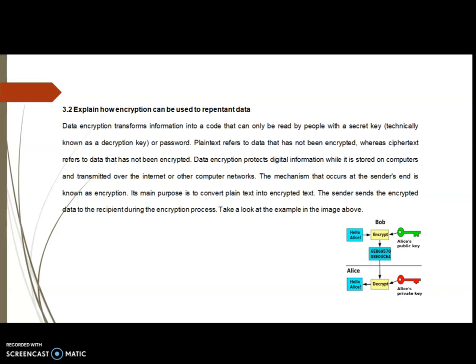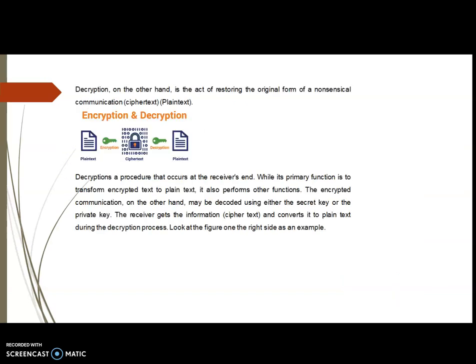3.2 Explain how encryption can be used to protect data. Data encryption transforms information into a code that can only be read by people with a secret key, technically known as a decryption key or password.